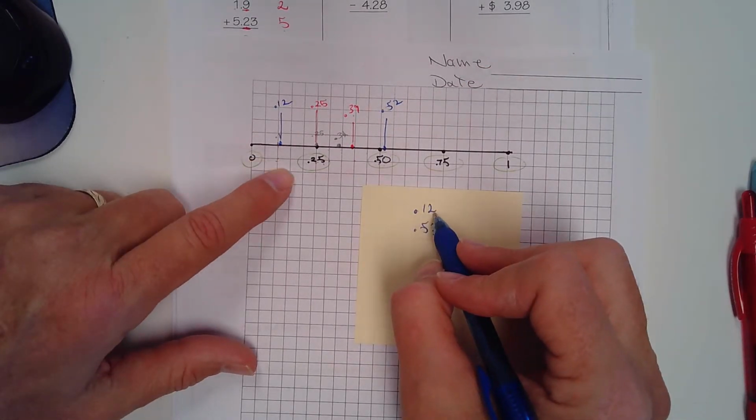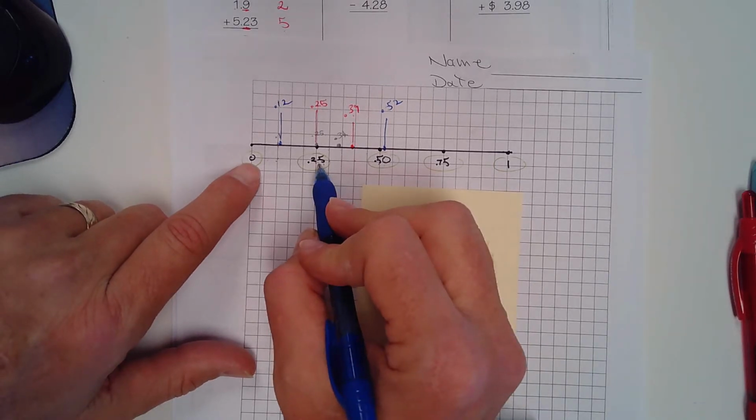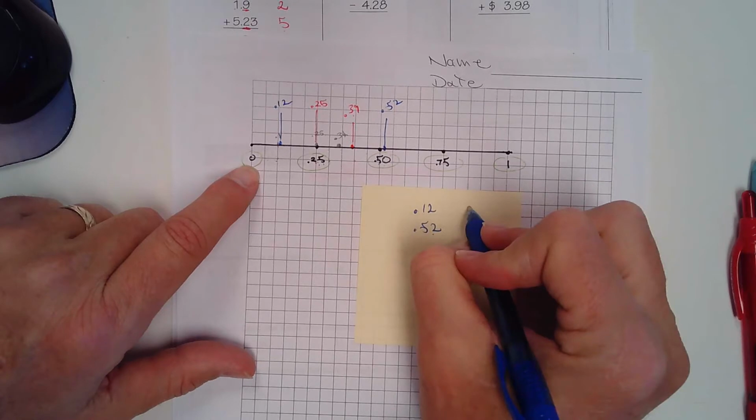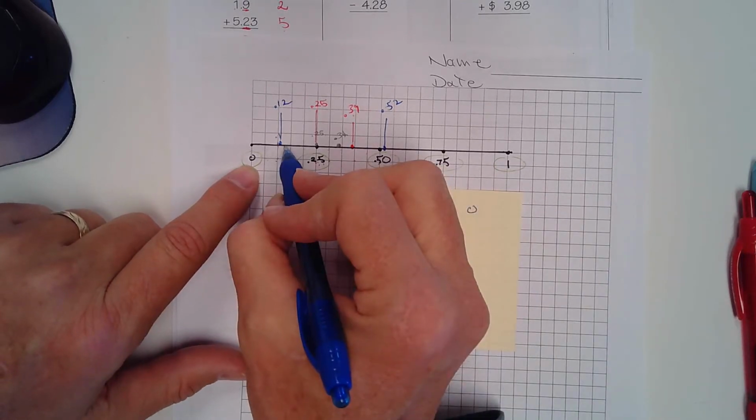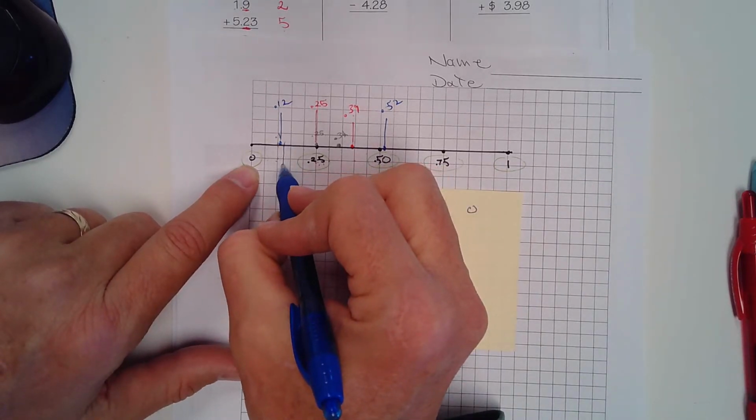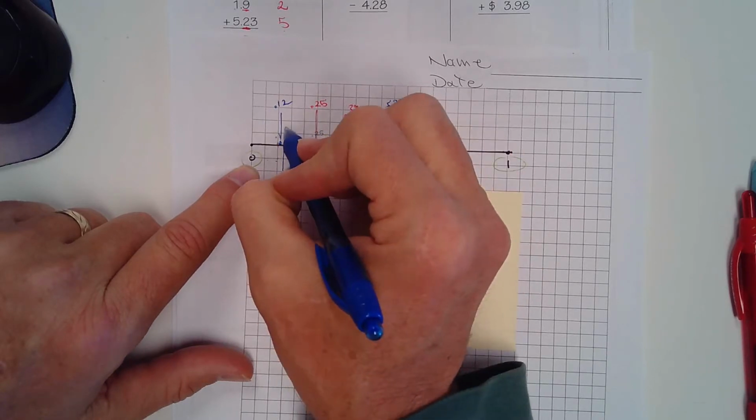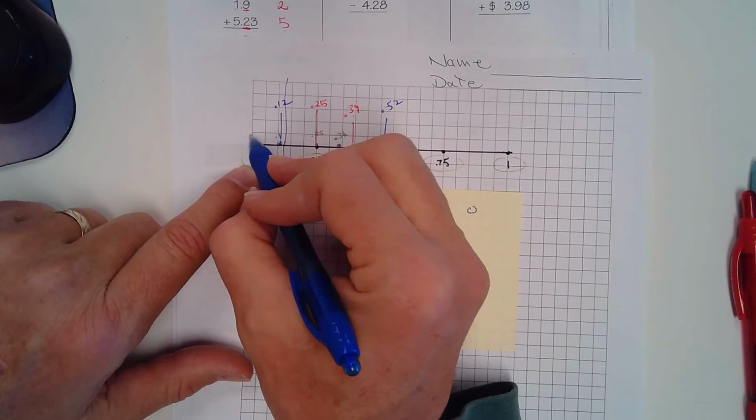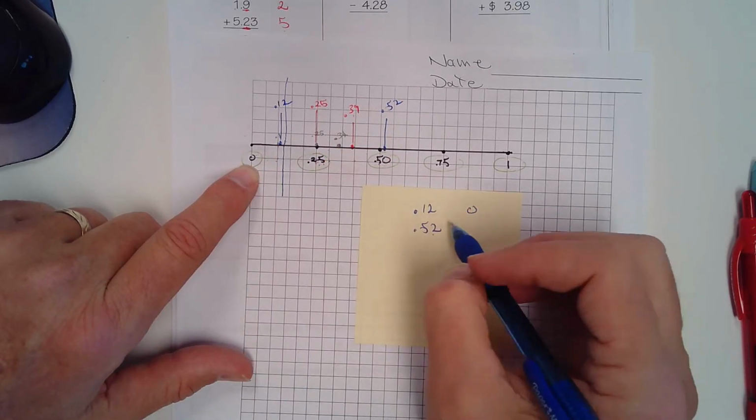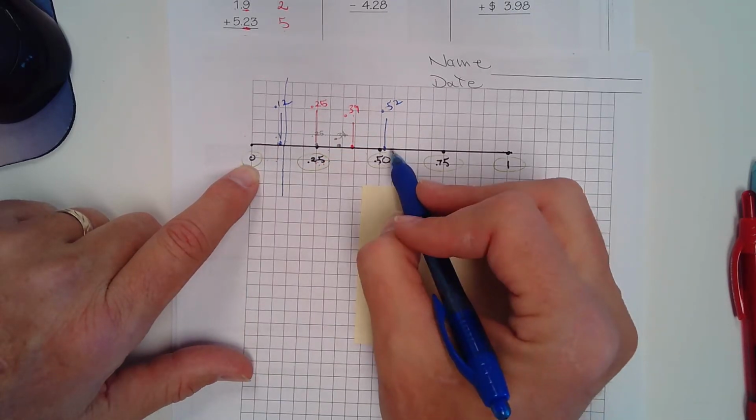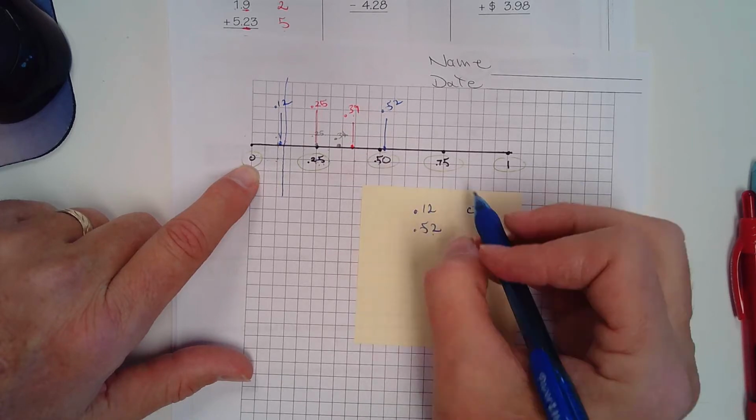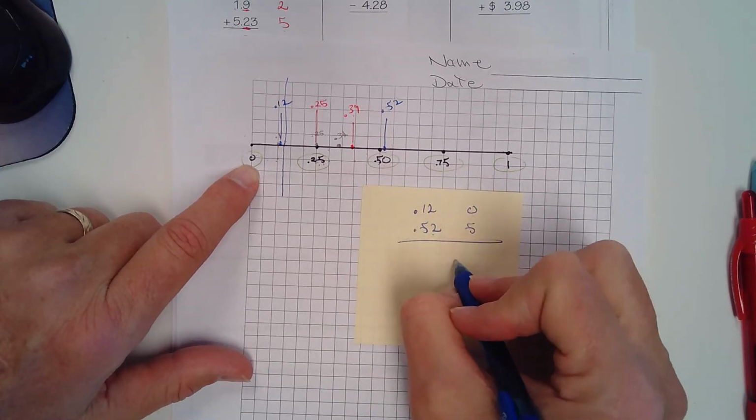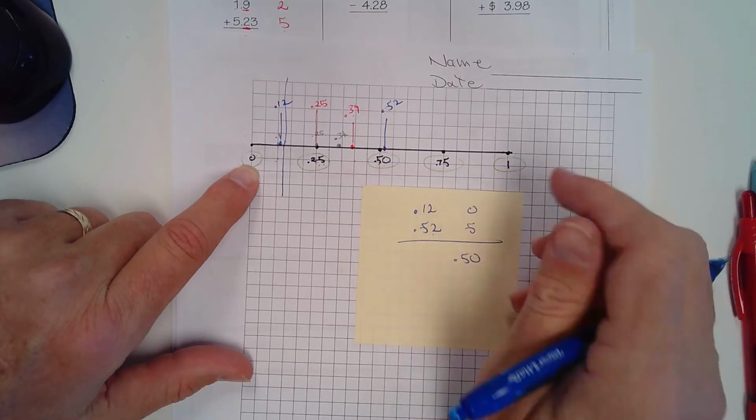So 0.12, what's that closer to? Is that closer to 0 or to 0.25? Well, not by much, but it's closer to 0. This would be the halfway line right here. Anything to the right of that would be closer to 0.25. Anything to the left of that would be closer to 0. So 0.52, where's that? Well, that's obviously closer to 0.5. And so an estimate for these would be 0.5 or 0.50. So keep that in mind.